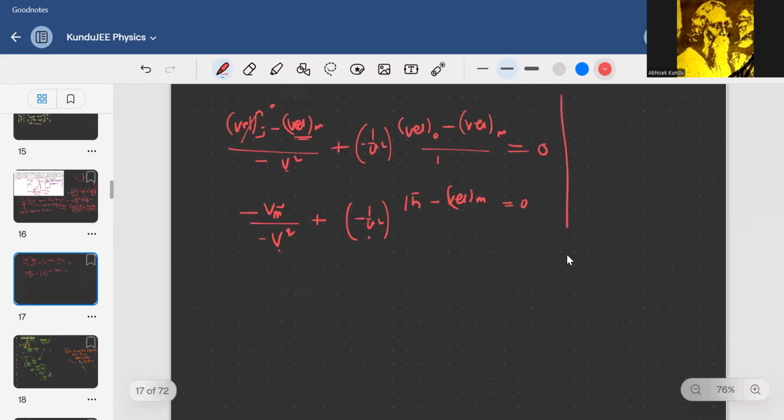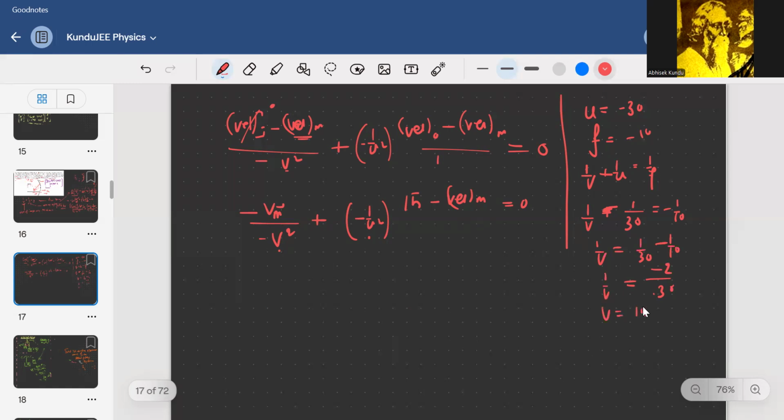Let us calculate that. At that instant, the object distance was 30 centimeter from the mirror. The focal length, as it is a concave mirror, is minus 10 centimeter. We have to find out the actual distance of the image at that instant. That means 1 by v plus 1 by u equals 1 by f. We put minus 30 for u and minus 10 for f. 1 by v is minus 1 by 10 plus 1 by 30, that is minus 2 by 30. So v is minus 15.